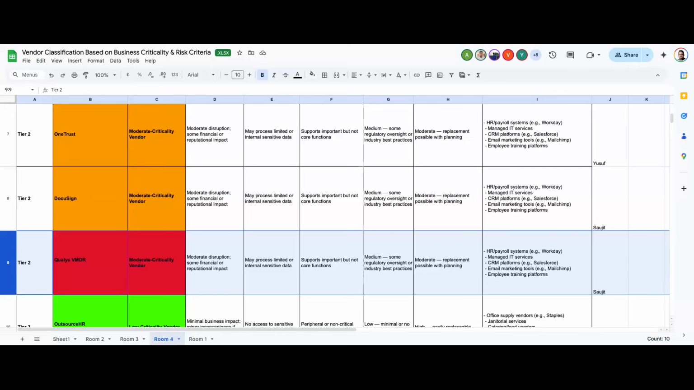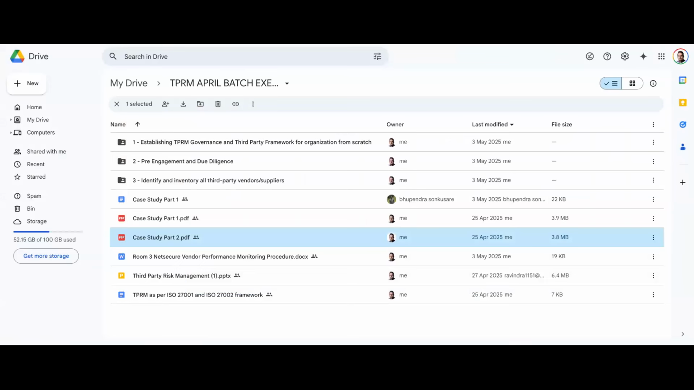Most important part of the segment, which is the third party risk management, which is why all of us are here. Okay, let me show you.